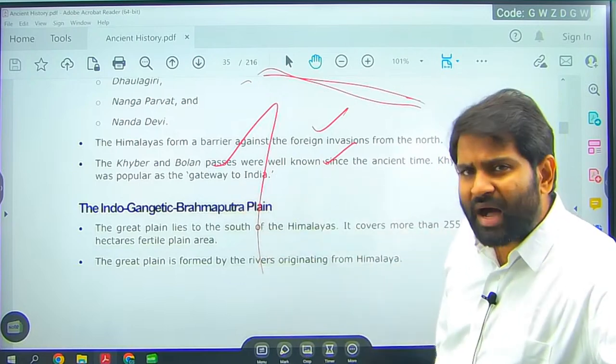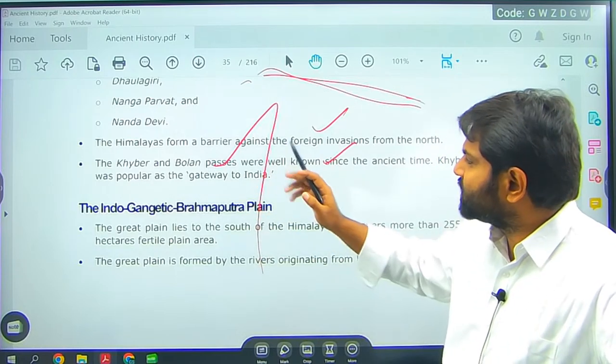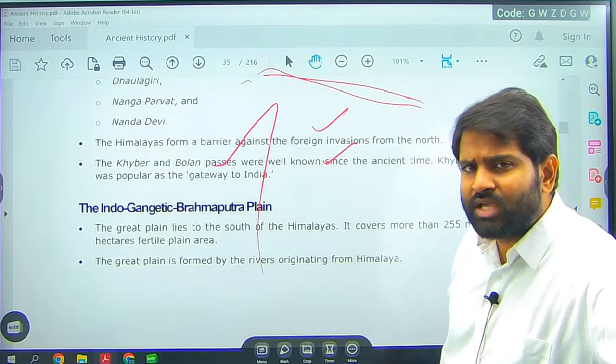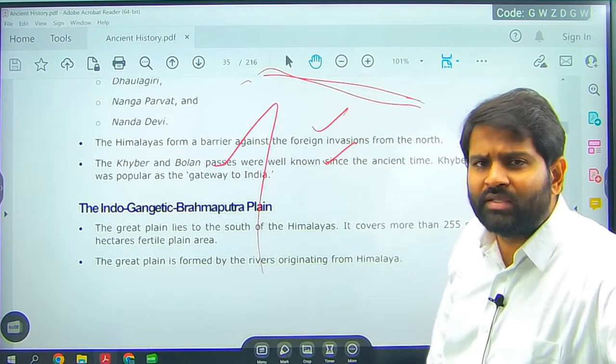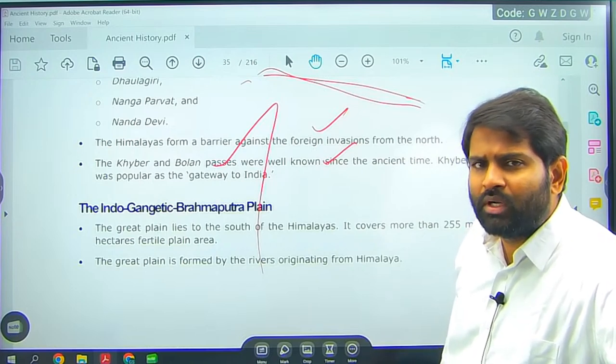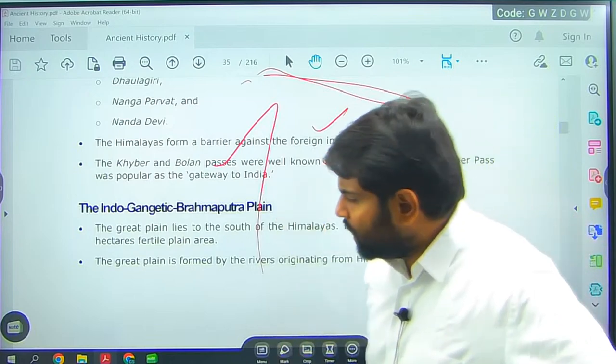You can see the passes: the Khyber and Bolan passes were well known in ancient times. Khyber Pass was popularly known as the gateway to India. Identify on the map where the Khyber Pass is. Khyber Pass is the pass through which people came into India. It is called the gateway to India.